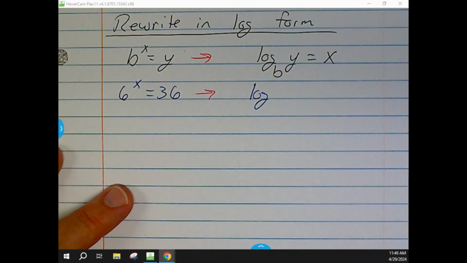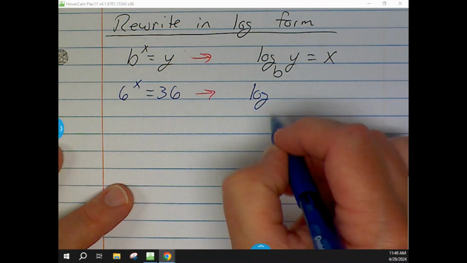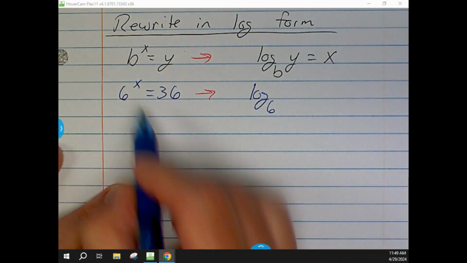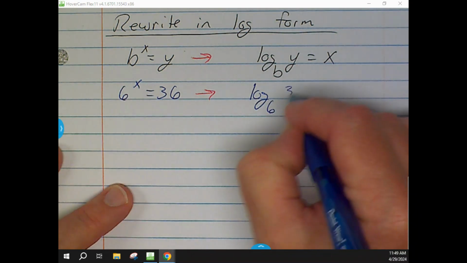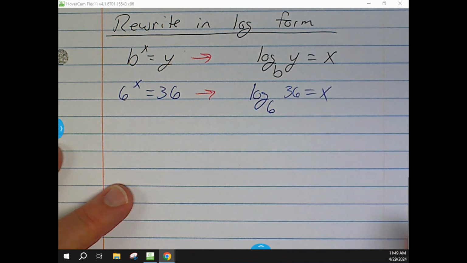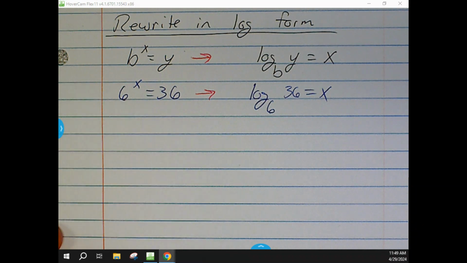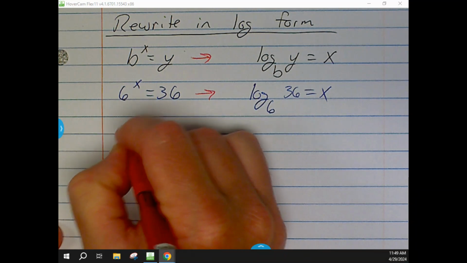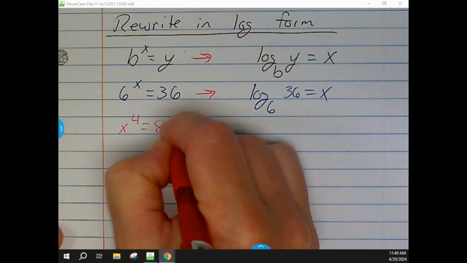Again, log goes there. The base over here is 6, so that will stay at the bottom. And again, all we're going to do is switch these two numbers. We're going to put the 36 there and put the x there. They'll mix this up so it won't always be exactly the same. So maybe we've got x to the fourth power equals 81.